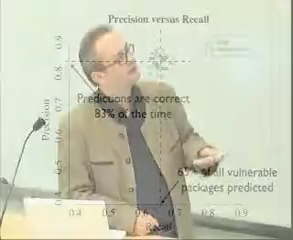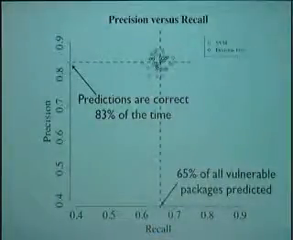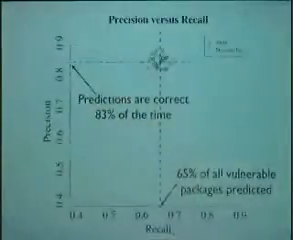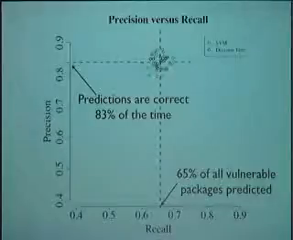And what we can see here is a median precision of 83%. That means if I make a prediction, if I say this package is going to be vulnerable, we're going to be correct 83% of the time. This is quite a high number. Also, you can see that the recall is about 2/3. That means we find just about 2/3 of all vulnerable packages.